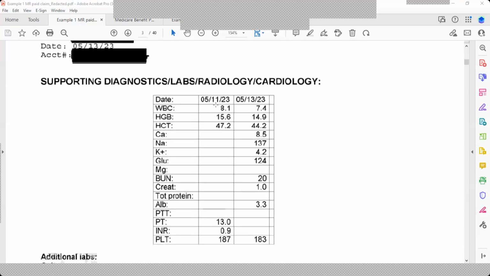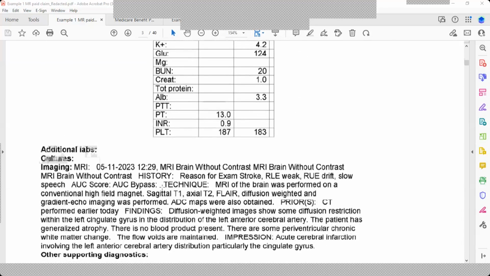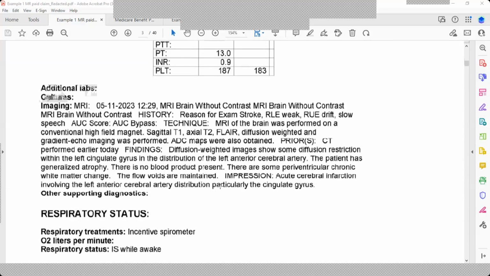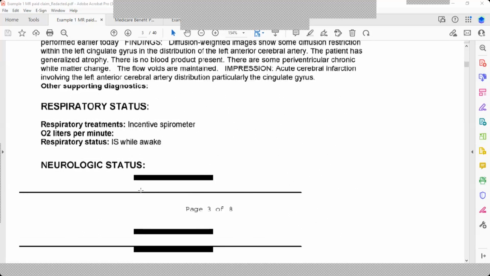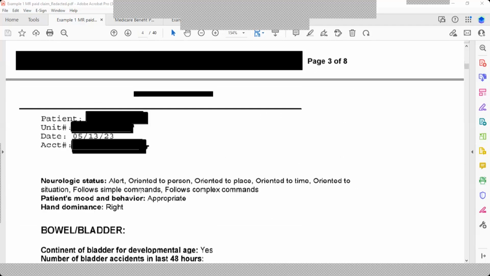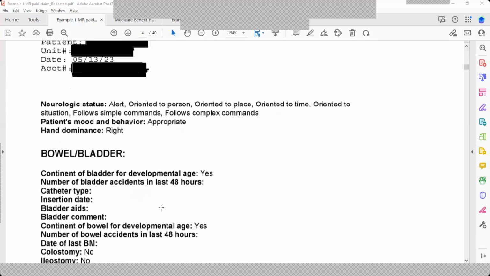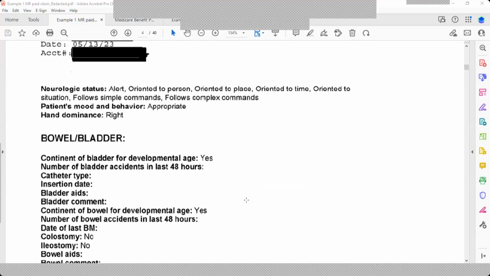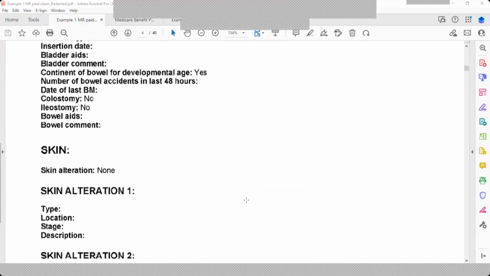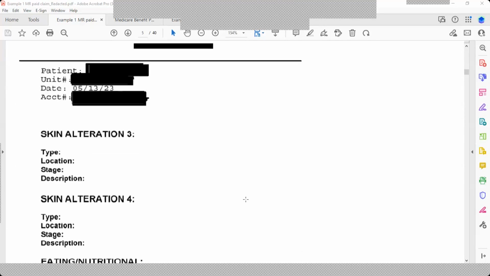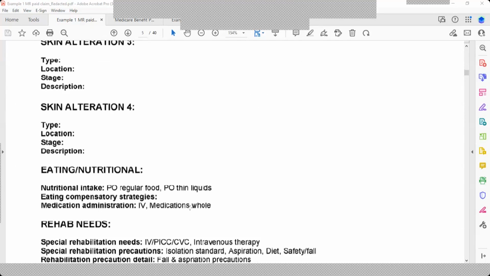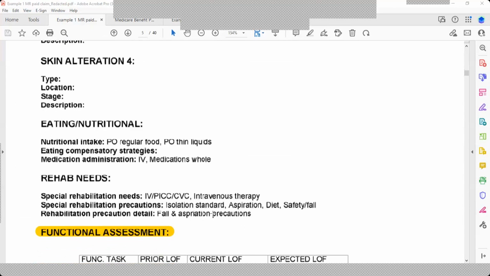So here we have our labs from May 11th and May 13th and an MRI results. And I'm going to go through this a little quickly. The respiratory status, our neurological status. You can see he's alert and oriented and has right hand dominance. Bowel and bladder, and you can see that he is continent. There is no skin alteration, so I'm going to go past that one. Eating and nutrition, and then his rehab needs.